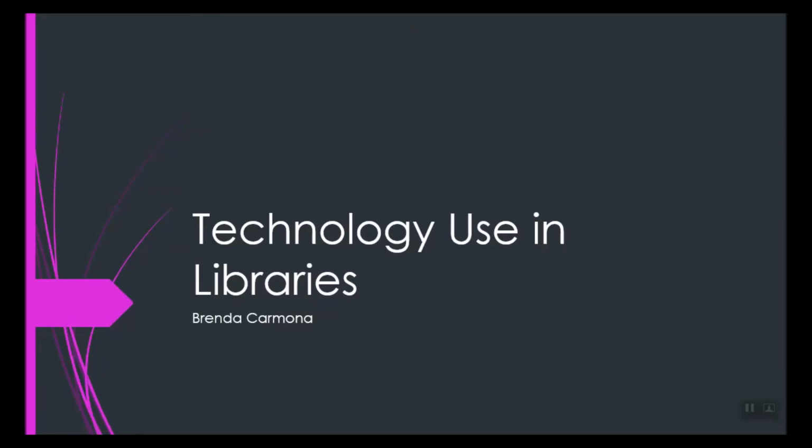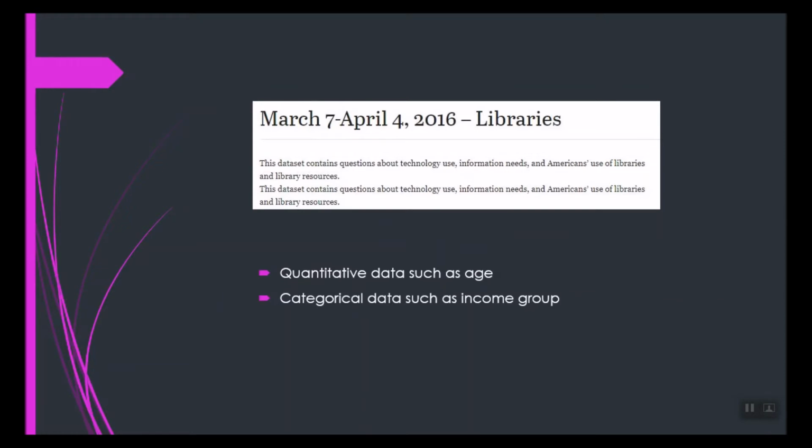I'm going to be presenting my analysis on a study on technology use in libraries. So the study that I used, the dataset contained questions about technology use, information needs, and Americans' use of libraries and library resources. My study contained quantitative data such as age, and also categorical data such as income group.